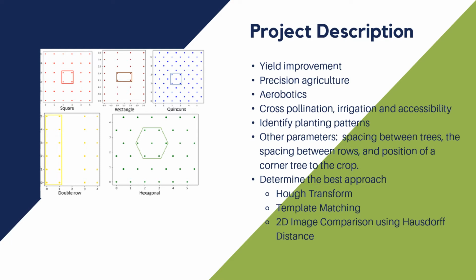This project will determine whether template matching, image comparison, or Hough Transform are useful algorithms for detecting planting patterns present in an orchard. Farmers organize their orchards into different planting patterns to assist with many aspects of farm management, such as efficient irrigation and cross-pollination, accessibility for farm equipment, and ease of harvesting.